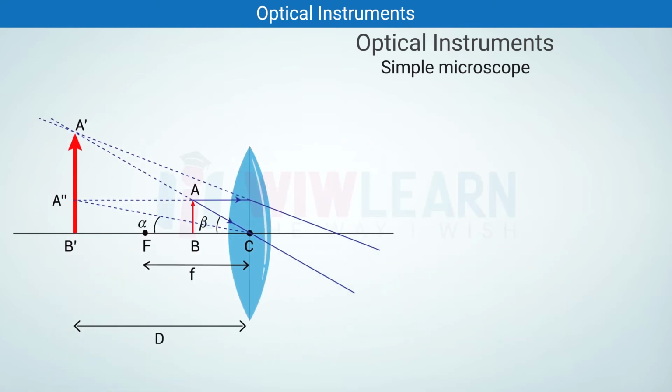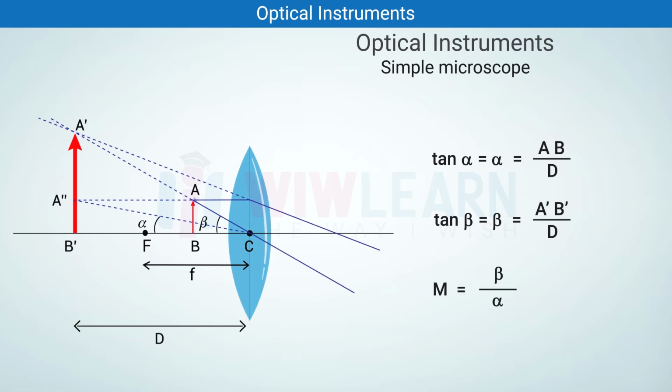From the figure, tan alpha is equal to AB divided by D and tan beta equal to A dash B dash divided by D. Hence, the magnification M is equal to beta by alpha is equal to A dash B dash divided by AB. That is height of the image divided by height of the object, which is linear magnification.